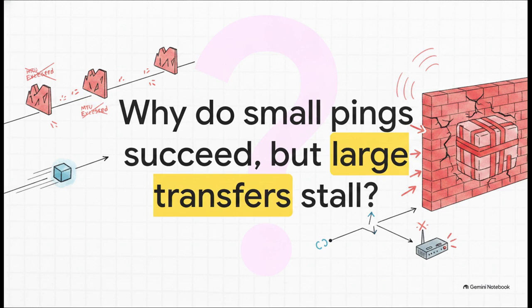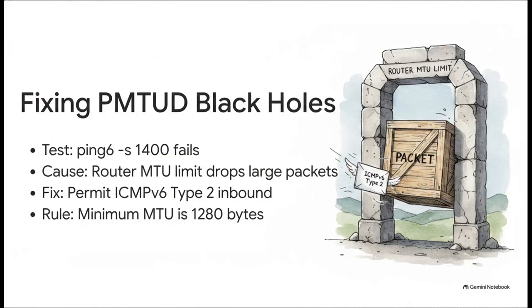Why? Well, it is almost always a path MTU discovery failure. See, in IPv4, routers could just fragment large packets on the fly. In IPv6, they don't do that anymore. If a packet is too big for a link, the router just drops it and sends back an ICMPv6 packet too big message.